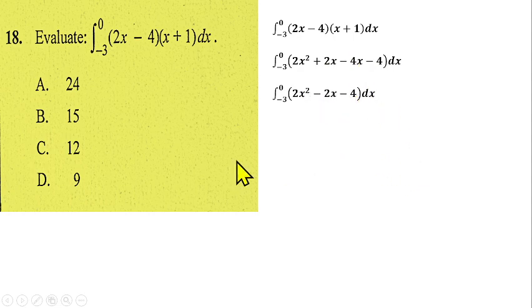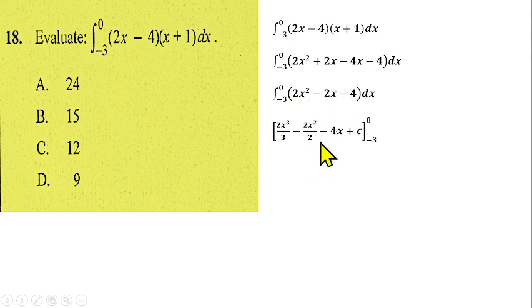Then from there, what can we do? Can I integrate this function? So that should be 2x cubed over 3 minus 2x squared over 2 plus 4x plus c. Then from the limit of 0 to minus 3, which I believe you understand how we got this, how to integrate. So you add 1 to the power and the power comes down.